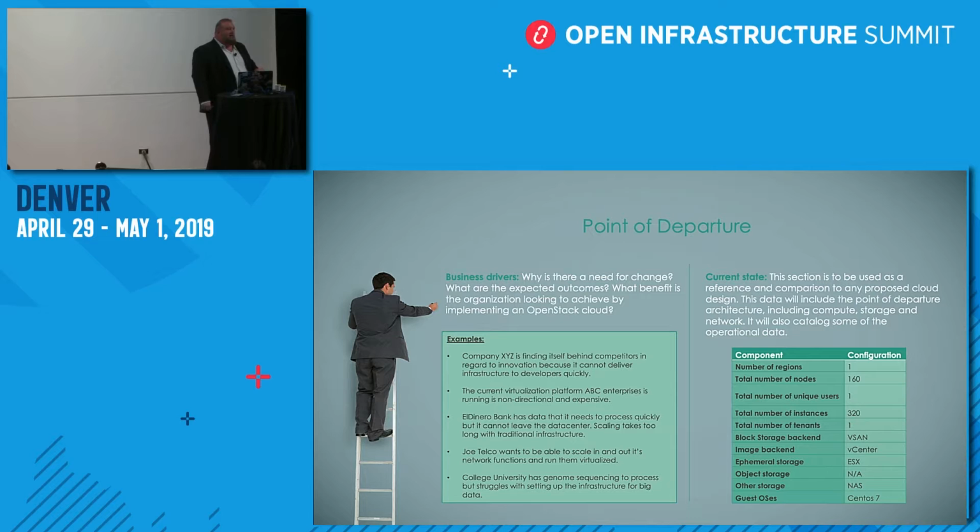So this is what's happening. Developers need infrastructure quickly so they can develop quickly to get to market quicker. XYZ company is finding itself in that situation. The current virtualization platform ABC Enterprises is running is non-directional and too expensive. Can anyone guess what they're running? Too expensive, non-directional. It's a virtualization platform. Anybody have a guess?